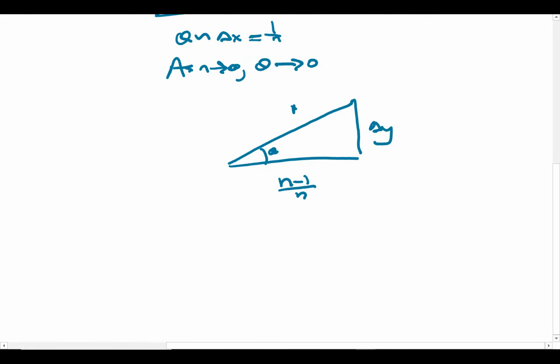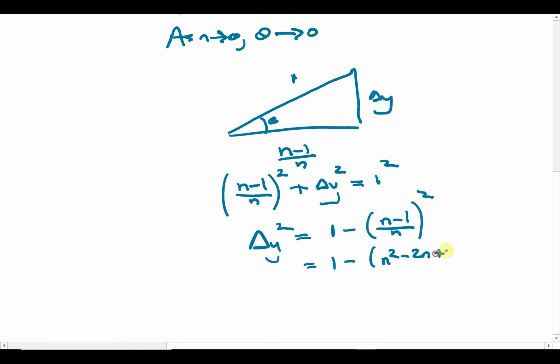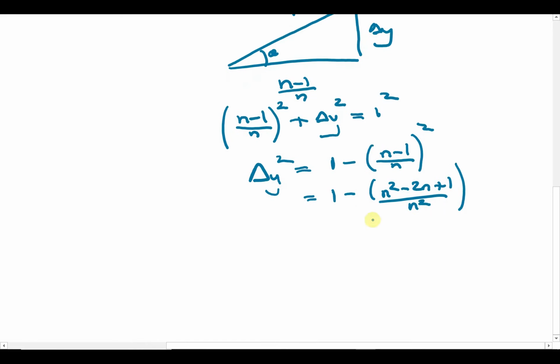Using the Pythagorean theorem, we have (n minus 1 over n) squared plus delta y squared equals 1 squared. And therefore delta y squared equals 1 minus (n minus 1 over n) squared. This equals 1 minus, and up top what we have is n squared minus 2n plus 1, all over n squared.